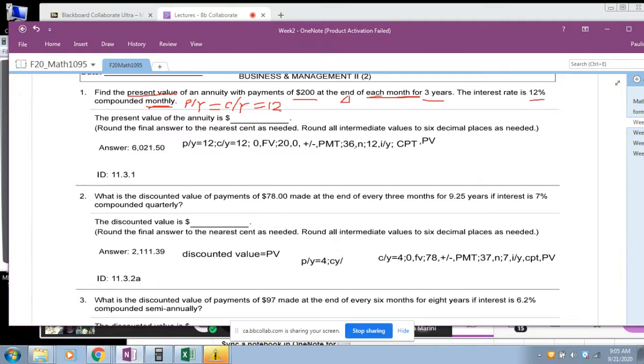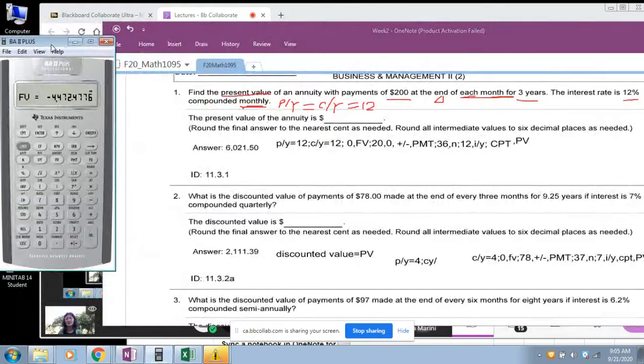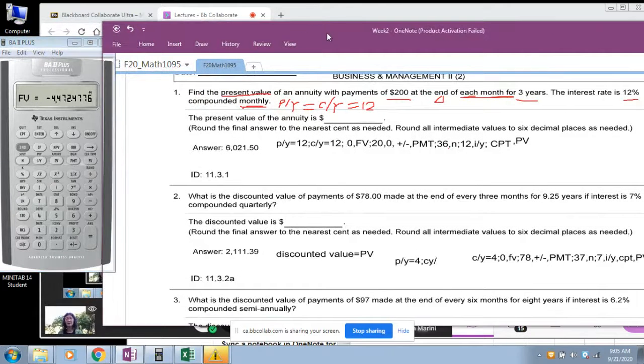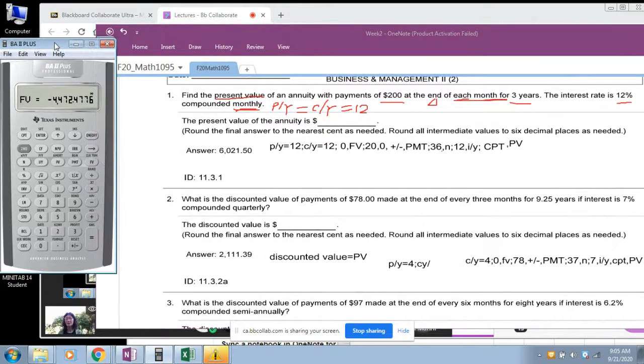Now I will present 2 methods: 1, calculator; 2, formula with Excel. You are free to use any method.